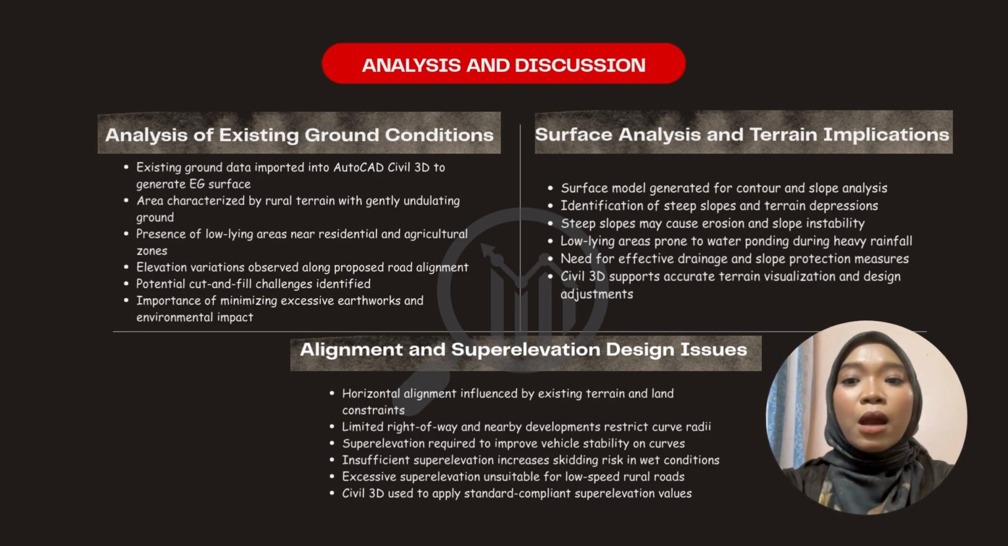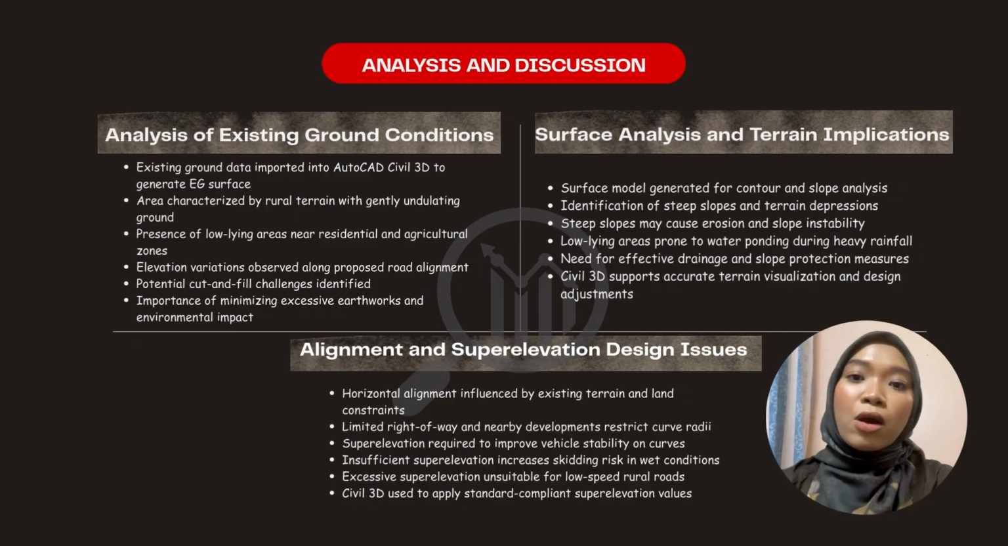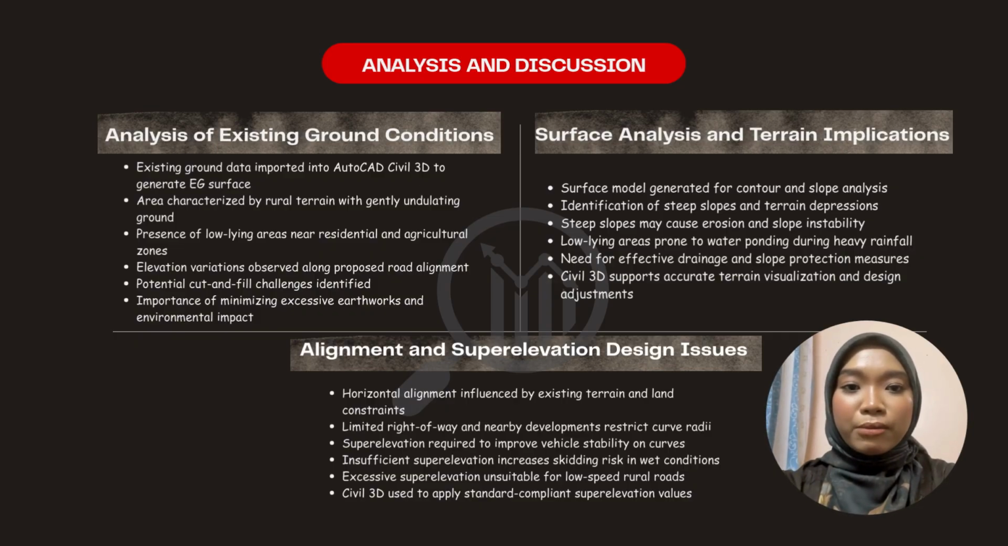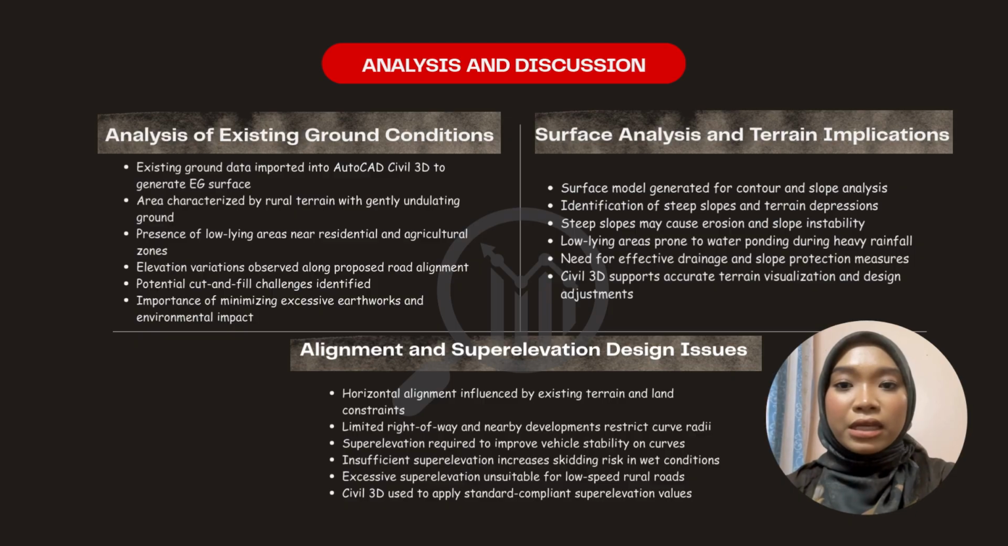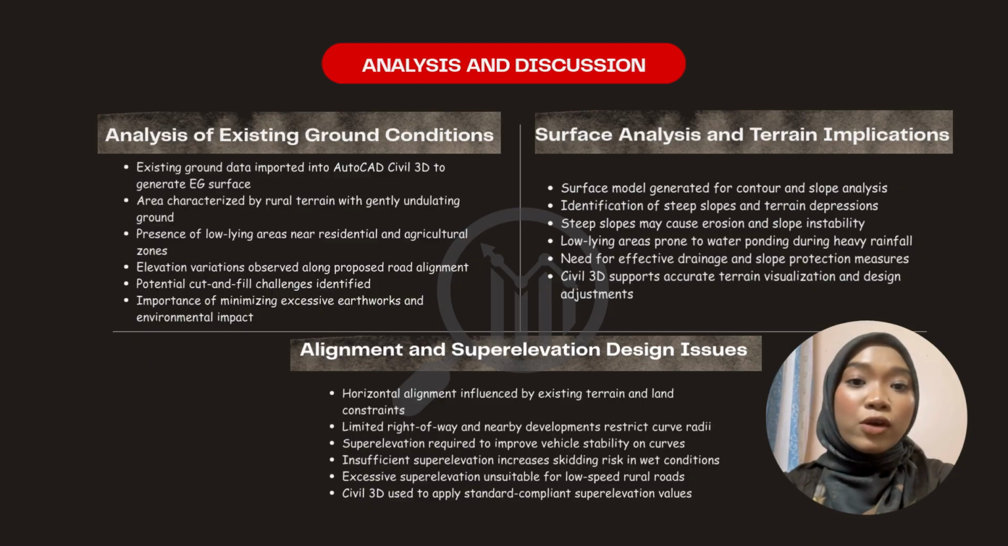safety. Moving on to the alignment and super elevation design issues, the horizontal alignment was designed based on terrain conditions and existing constraints. Limited right of way and nearby developments restricted curve radii in certain sections. Super elevation was applied at curved segments to improve vehicle stability, especially during wet conditions. However, it was carefully controlled to remain suitable for low-speed rural roads and to comply with relevant design standards.